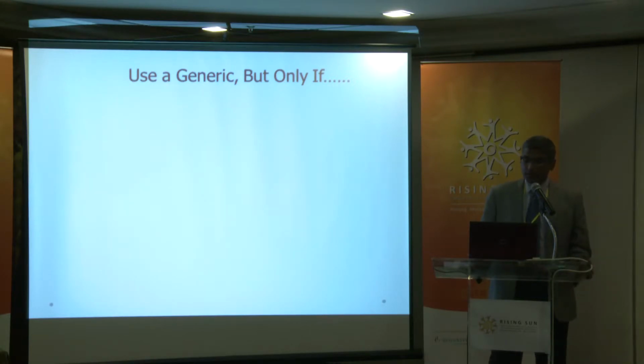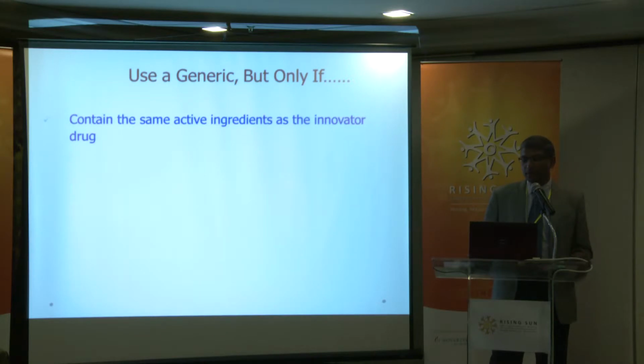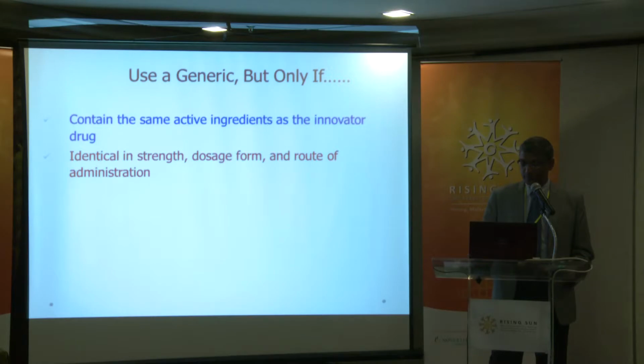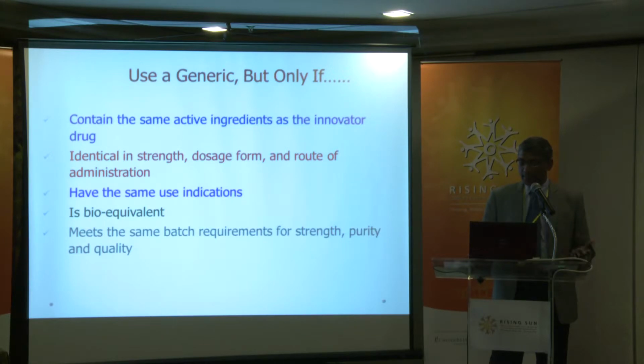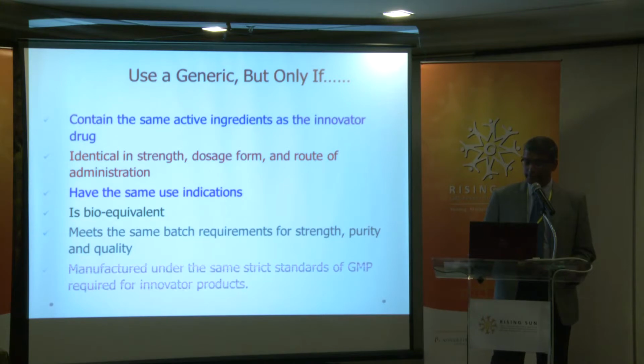So how do you use a generic? One has to keep in mind that it must contain the same active ingredient as the innovator drug. It is identical in strength, dosage, and route of administration. They have the same indications. It is bioequivalent. It meets the same batch requirements for strength, purity, and quality. And it is manufactured under the same strict, stringent conditions of GMP required for innovator products.